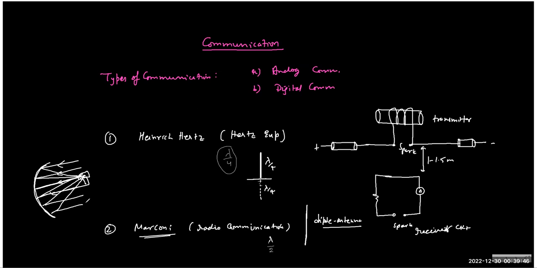Anyway, antenna is not my concern, but the quarter wavelength antennas are grounded. Just remember this. I'll share the sheet so you can read. Quarter wavelength antennas are grounded, and half wavelength antennas are not grounded. Remember this fact. Half wavelength antennas are not grounded. Just remember this fact.